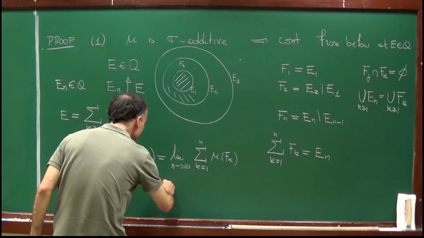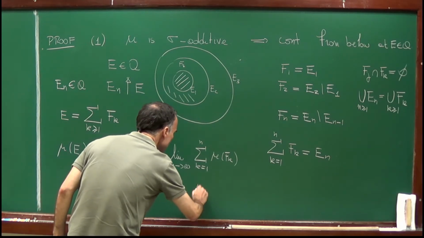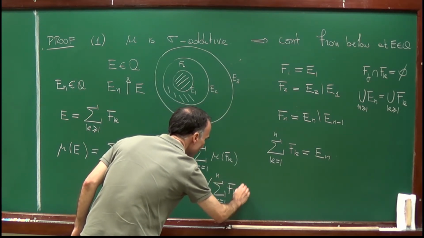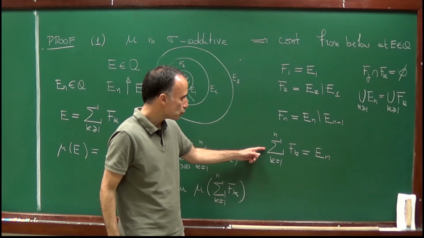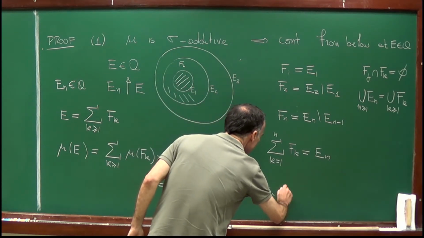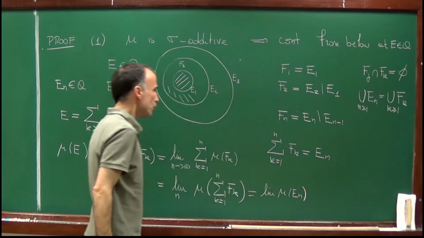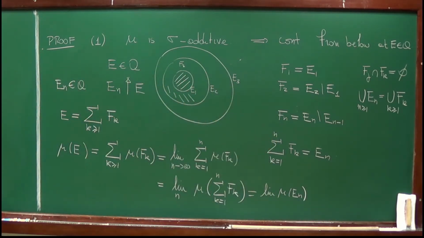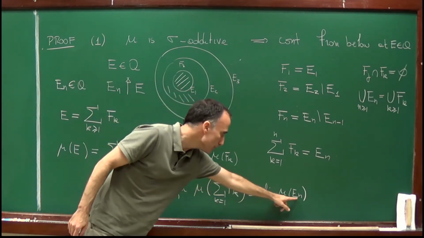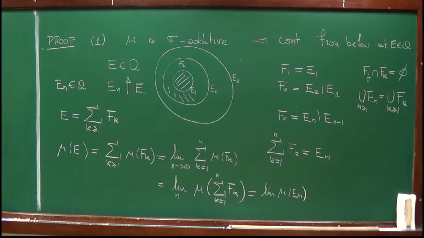By additivity of mu, since these sets Fk are all disjoint, the sum of the measures is equal to the measure of the union. And I just proved that the union of Fk is equal to En. So this is the limit of mu of En, which proves that mu is indeed continuous from below at E, right? Because I consider any sequence En increasing to E, and I proved that mu of En converges to mu of E. And therefore mu is continuous at E, and since this holds for any E, mu is continuous from below, as we claimed.